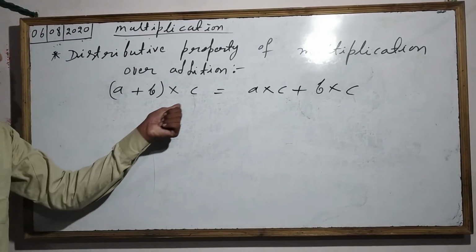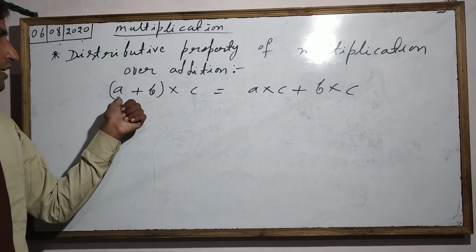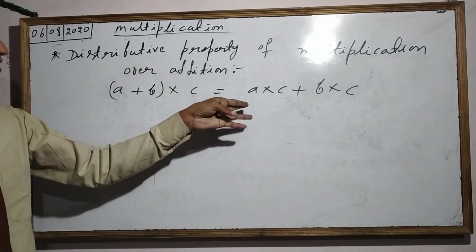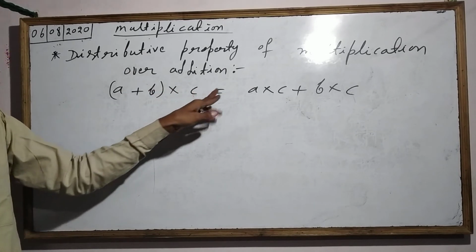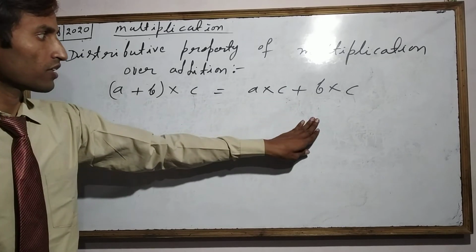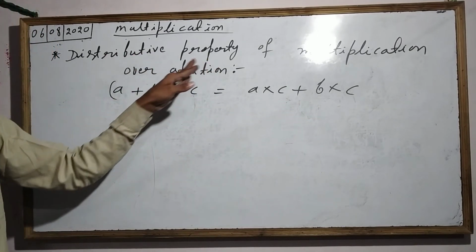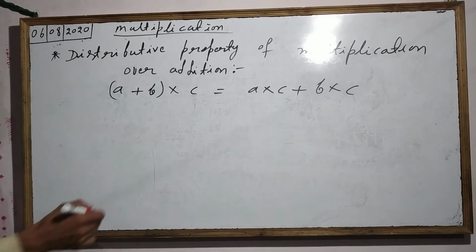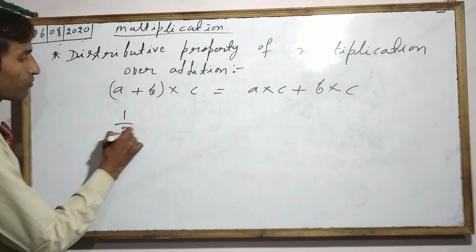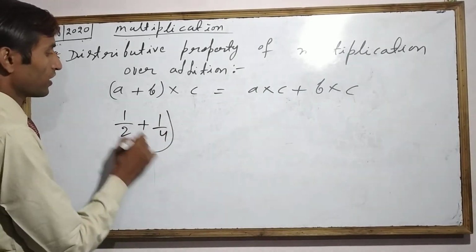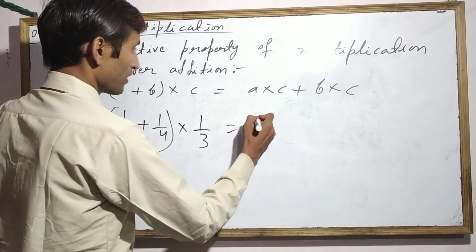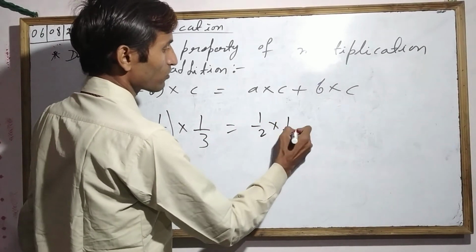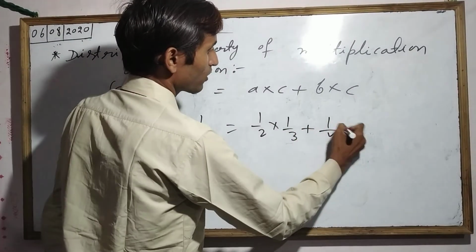Meaning I have taken a bracket here, but then in the other part I have removed the bracket and multiplied a into c and then b into c. If both are equal, then we can say it follows the distributive property of multiplication over addition. Let us take the example 1 upon 2 plus 1 upon 4, then multiplied by 1 upon 3, or you can take 1 upon 2 into 1 upon 3 plus 1 upon 4 into 1 upon 3.